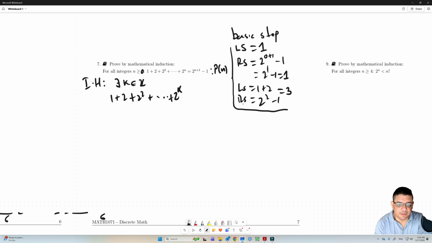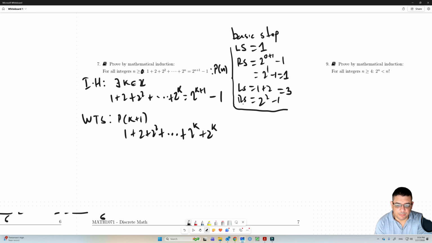the induction hypothesis is going to be: assume k is in the integers, so that 1 plus 2 plus 2 squared up to 2 to the k is 2 to the k plus 1 minus 1. Now I want to show the k plus 1 step, which is 1 plus 2 plus 2 squared up to 2 to the k plus 2 to the k plus 1 is equal to 2 to the k plus 2 minus 1. Now let's prove it.